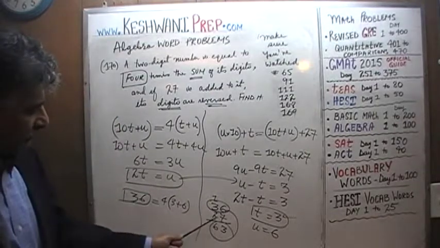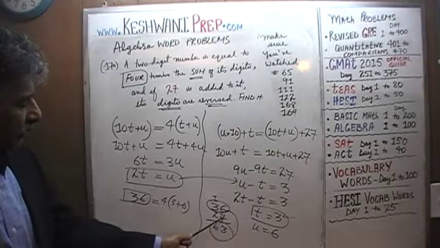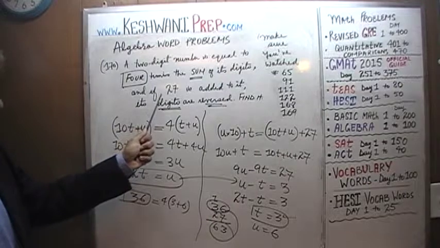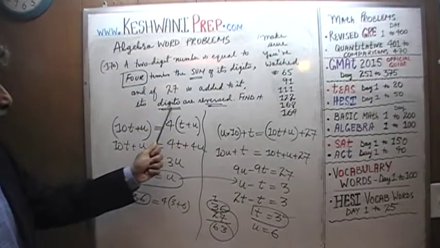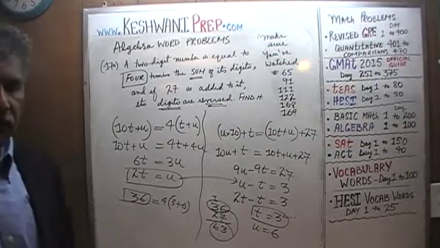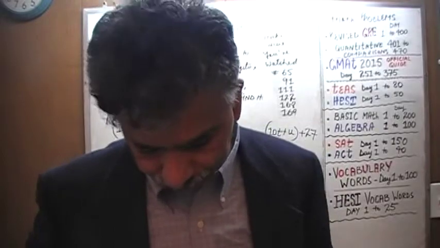36 becomes 63 if you were to add 27 to it. The digits are reversed if you were to add 27 to it, which is exactly what the problem tells us. That's our confirmation that our work is indeed correct. Do you understand? We have the correct answer.